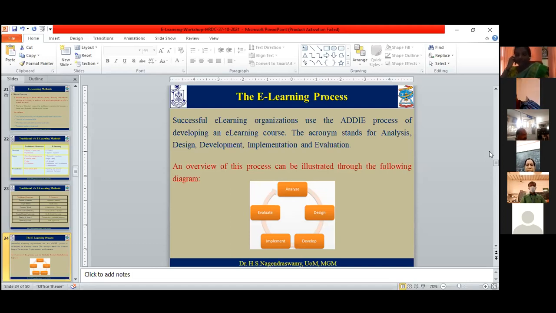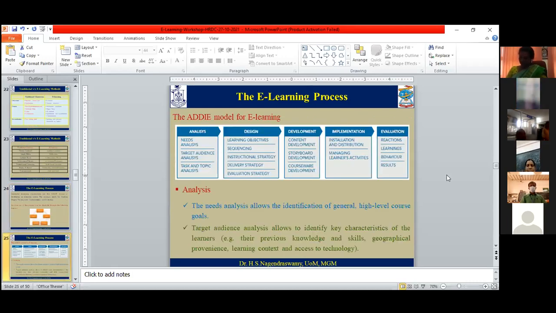So this is the e-learning process. An overview of this process can be illustrated through the following diagram. Now look at here. First you have to analyze, then you have to design, then you have to develop, implement, and then evaluate. And this is a continuous process. And this is what is called the ADDIE model. A stands for analysis, D stands for design, and the other D stands for development, and E for evaluation, right? So now look at here.